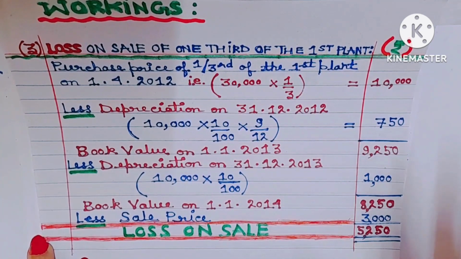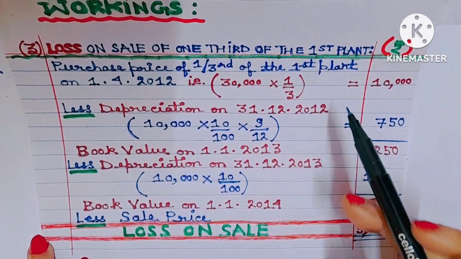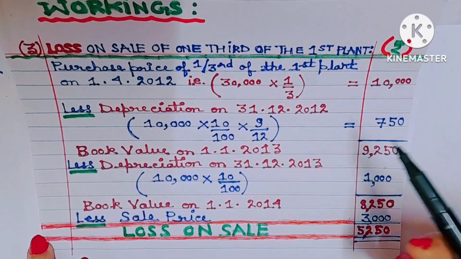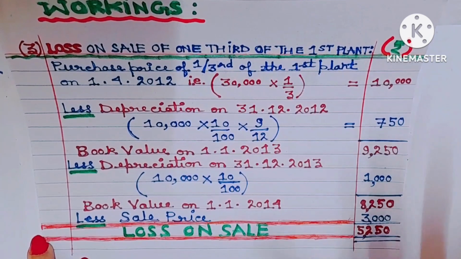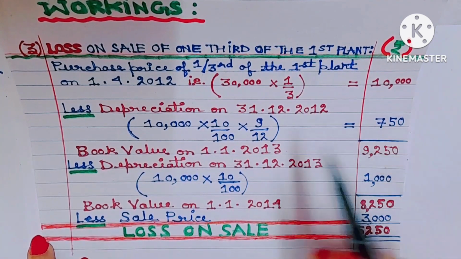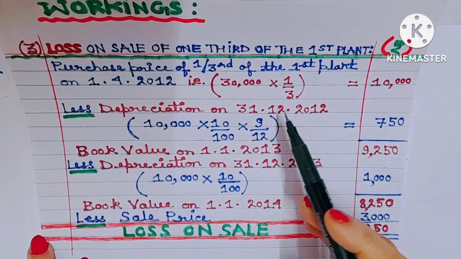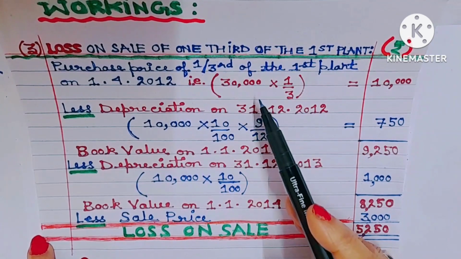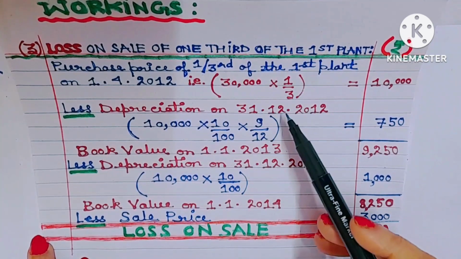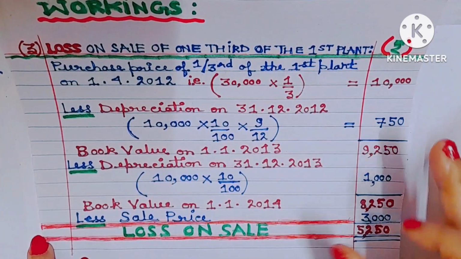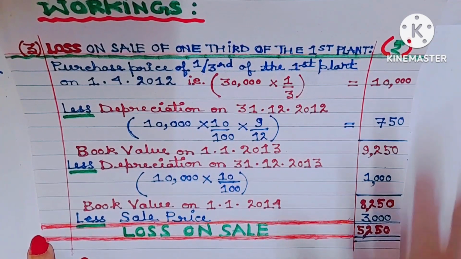Baba Limited has sold 1/3 of the first plant. What is the value of 1/3 of the first plant? We know the total value of the first plant, that is 30,000. But what is the value of 1/3 of the first plant? That is 1/3 into 30,000, or rather 30,000 into 1/3 will give you 10,000. Why do we take 10,000? Because only 10,000 has been sold.